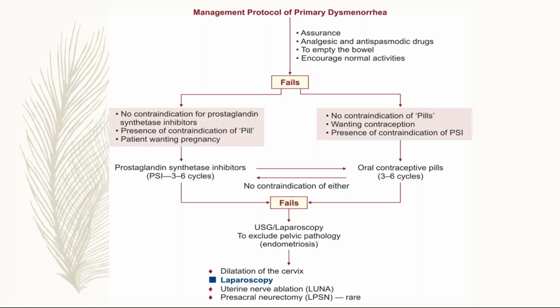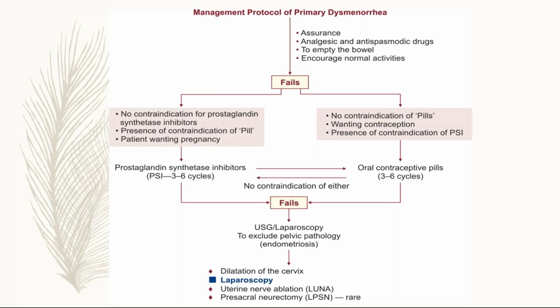This is the management protocol. First, we have to give assurance, analgesics, and antispasmodic drugs, empty the bowel, and encourage normal activities. If these general measures fail, then we go for OC pills or NSAIDs depending on the situation. If there is a contraindication to the pill or the patient wants pregnancy, then we go for prostaglandin synthesis inhibitors, that is NSAIDs, for 3 to 6 cycles. If the patient wants contraception, then we go for OC pills.